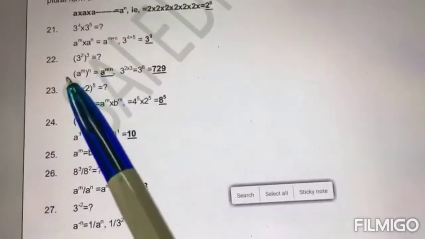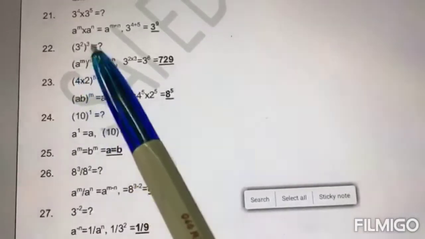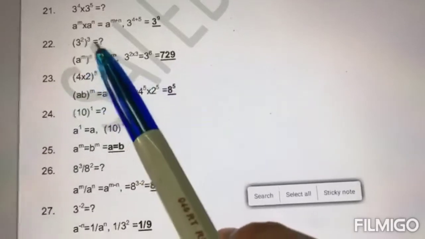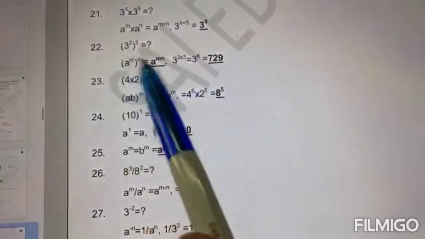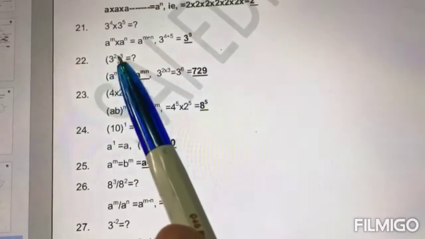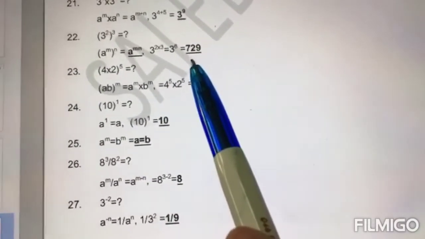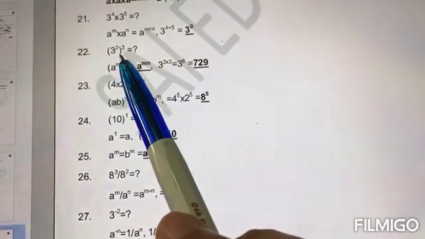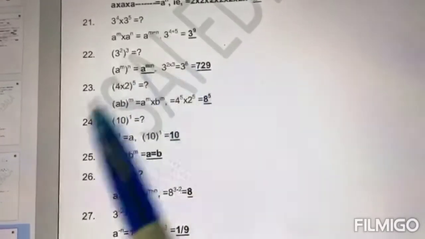Okay. Next, number 22. 3 square, whole thing raised to 3. That is 3 square in brackets raised to 3. In such cases, we multiply the exponents or the indices. That is, a raised to m, in brackets, raised to n is equal to a raised to m into n. So this will be 3 raised to 2 into 3, which is 3 raised to 6, which is 729. This is an easier way of doing it. You can do it directly, but that is a long way. This is a shortcut method, and this is a rule which you have to follow. So this is rule number 3.